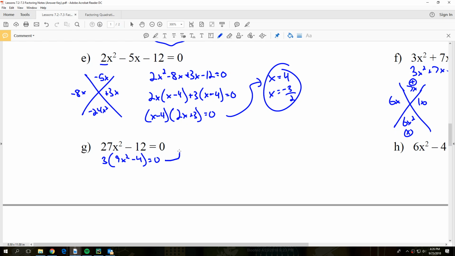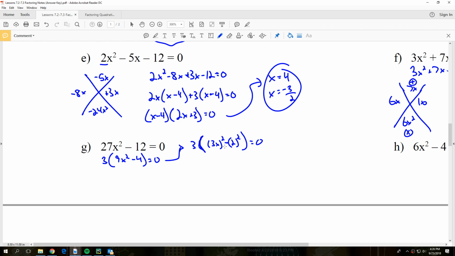So let me bring this up here. So this is the same thing as 3 times, let me make this bigger so you guys can really see what this is. 3x squared minus 2 squared. That's what makes it a difference of squares. Equals 0.